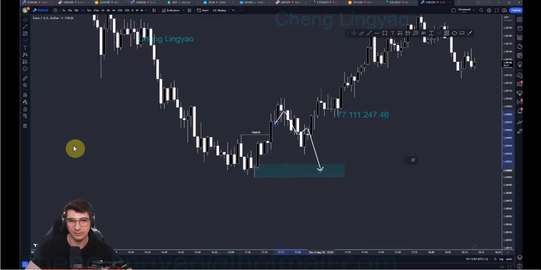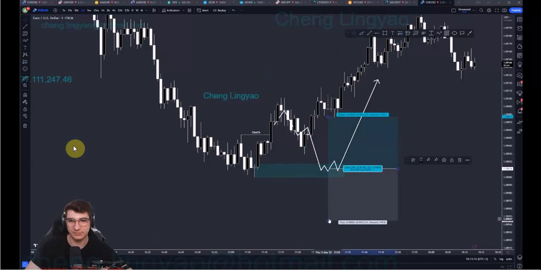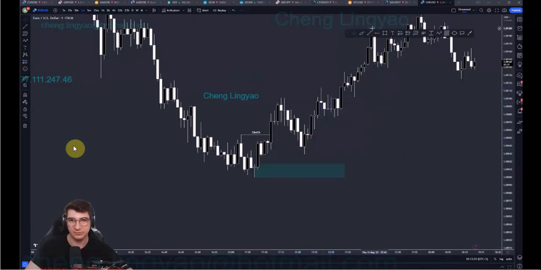So you wait for the pullback here, you wait for order flow to realign in your direction, and then you take the trade from there. That way you're going to have the best risk here. But you can see how price just left without ever coming back. So for that reason, you also mark the flip zone. The flip zone is this right here.